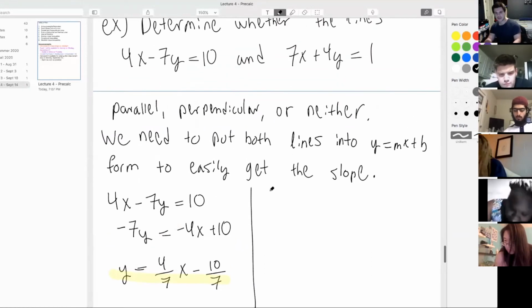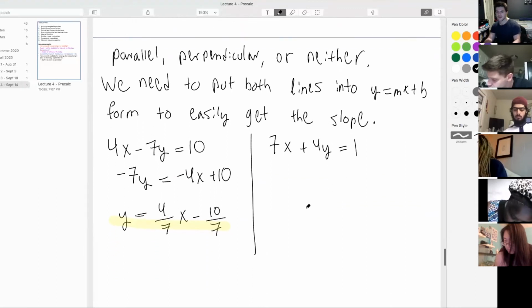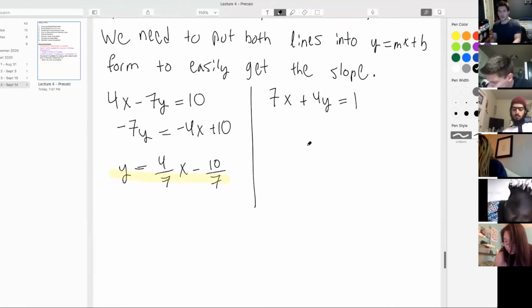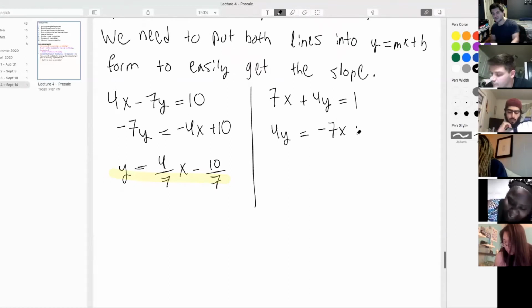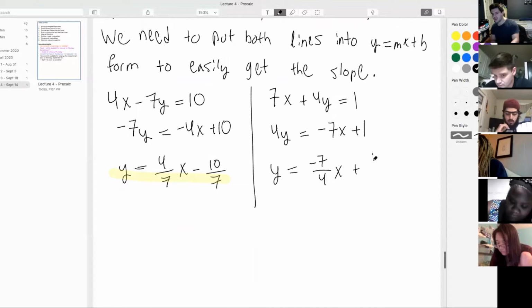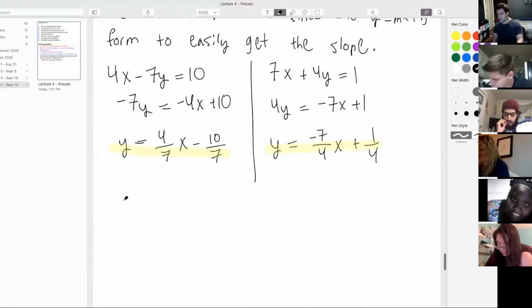How about the second one? Let's put 7x plus 4y equals 1 into y equals mx plus b form. This will be 4y is equal to negative 7x plus 1. Now divide all sides by 4. You will get negative 7 over 4 x plus 1/4. I'm just doing some algebra in those steps.